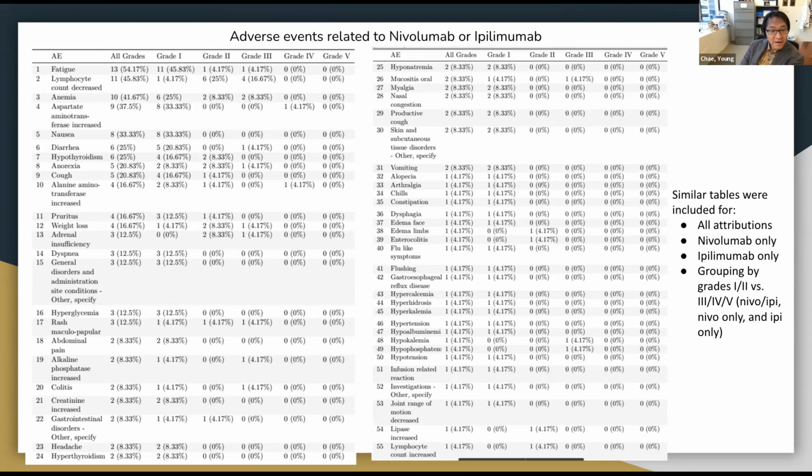So grade 5 is all 0. Yeah, you don't need it. You can take it out. Grade 5 is death. Oh, okay. So you just say no one died of an adverse event, and then don't include it in the column.